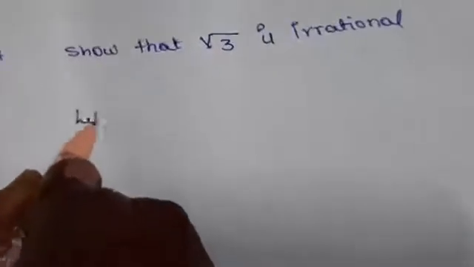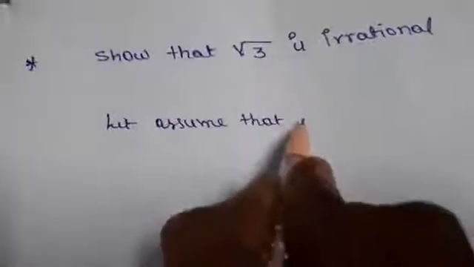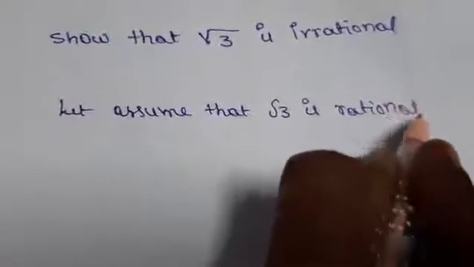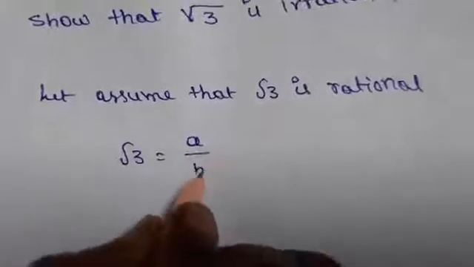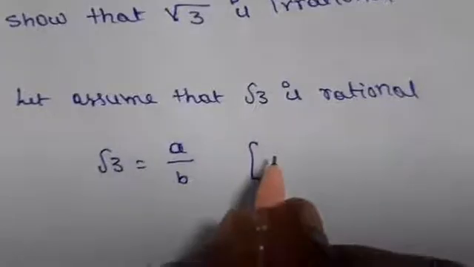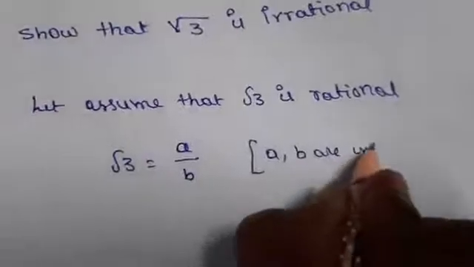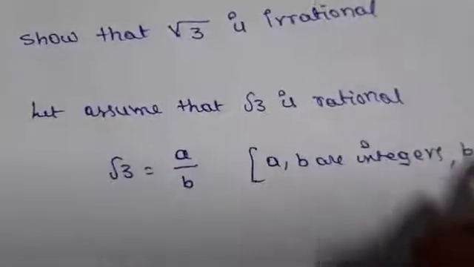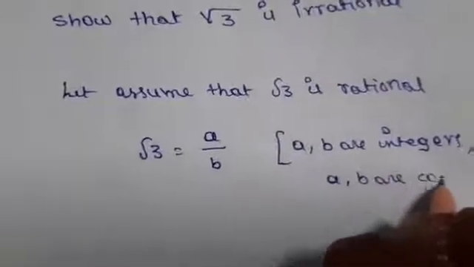Solution. Let us assume that root 3 is rational. So what is the rational form? That is root 3 equal to a by b. Rational numbers means a number which is in the form of a by b, where a and b are integers, b not equal to 0, and a and b are coprimes.